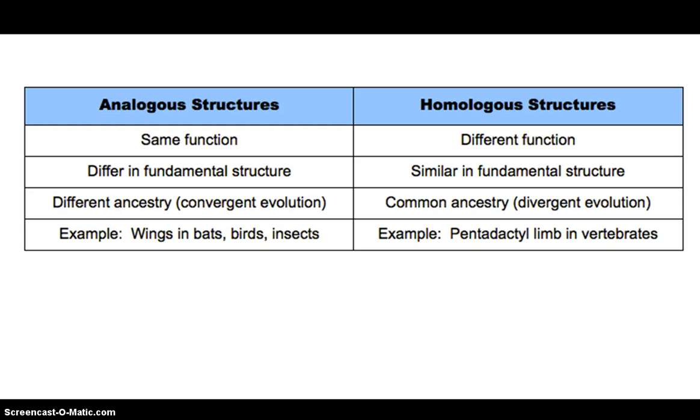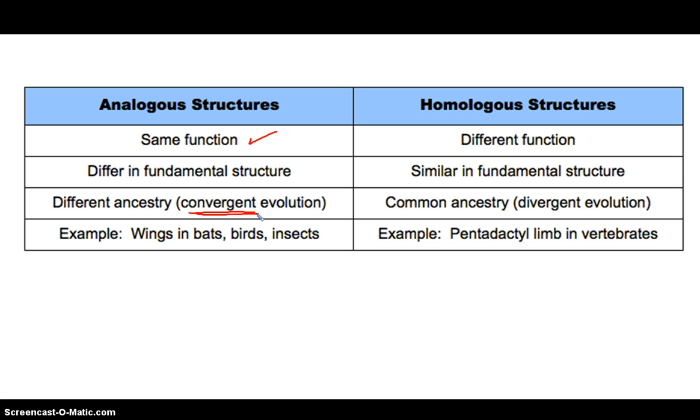So analogous and homologous. Analogous structures have the same function. They're going to look similar because they do the same thing, but they differ in their fundamental structure. They're not put together with the same bones, if you will, like the wrist bone and forearm bones of a bat wing and a human arm. And what this means is they've got different ancestry. So this is called convergent evolution.